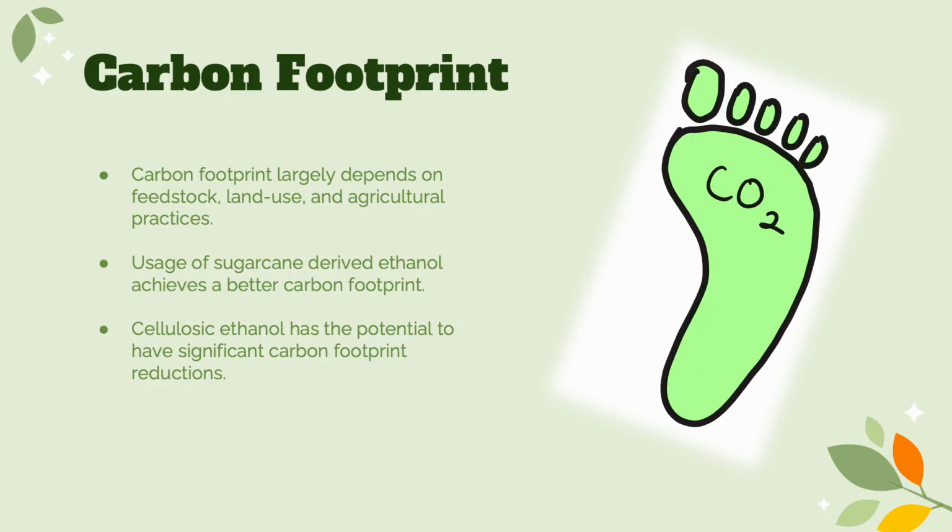Regarding the carbon footprint of producing ethanol, it largely depends on how the raw materials required for synthesis of ethanol are acquired. So it largely depends on feedstock, land use, and agricultural practices. Right now, many assessments show that the reduction of carbon footprint when compared to just using pure gasoline is modest. However, continued improvements in agricultural efficiency and practices will gradually decrease the carbon footprint of producing ethanol. Usage of sugarcane-derived ethanol, however, achieves a better carbon footprint compared to, let's say, corn, because growing sugarcane is far more space efficient and it produces higher yields.